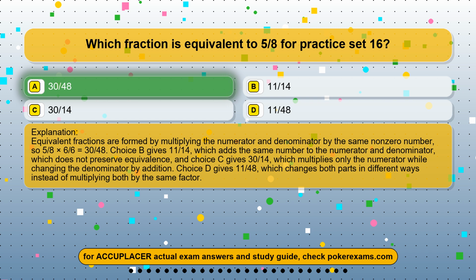Choice B gives 11/14, which adds the same number to the numerator and denominator, which does not preserve equivalence, and choice C gives 30/14, which multiplies only the numerator while changing the denominator by addition. Choice D gives 11/48, which changes both parts in different ways instead of multiplying both by the same factor.